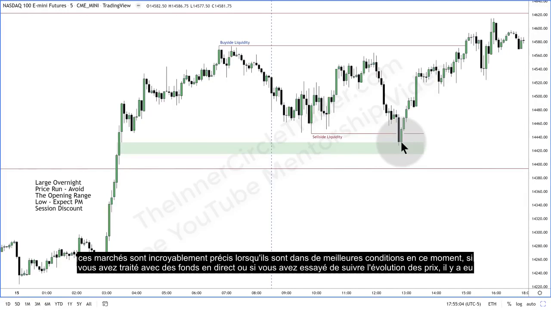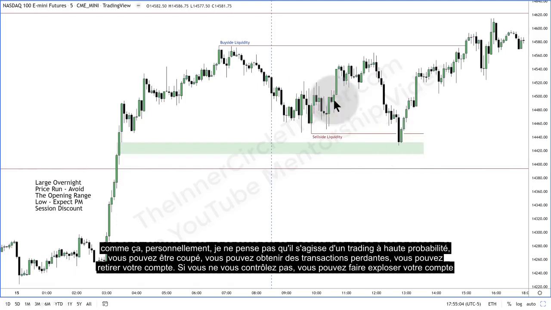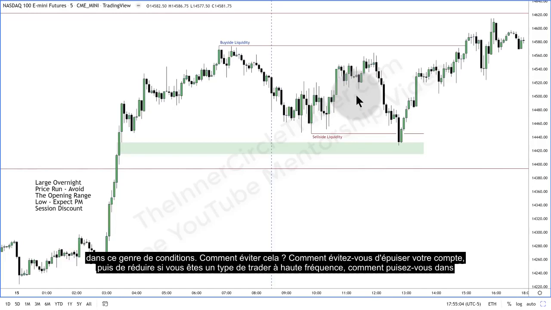Right now, if you've been trading with live funds or trying to follow price action, there's been a lot of it making a run, then going into this choppy sideways. It's very frustrating if you're trying to get sustained price moves, or if you don't know how to operate in these sloppy little ranges like this. I personally don't think that this is high probability trading. You can get chopped up, you can get losing trades, you can draw your account down. If you don't control yourself, you can blow your account in these types of conditions.